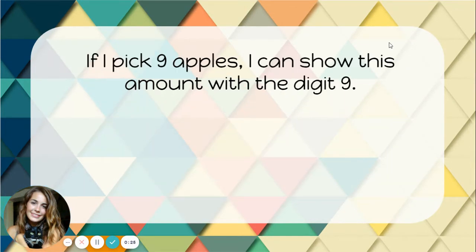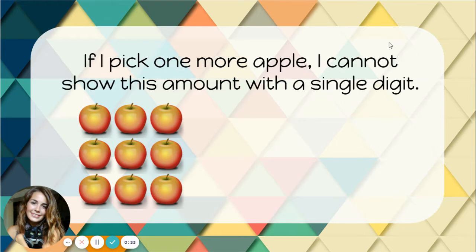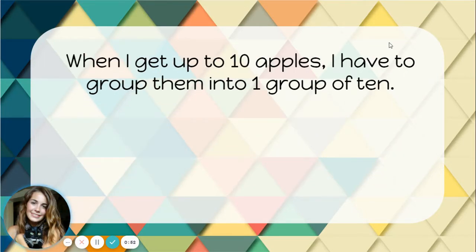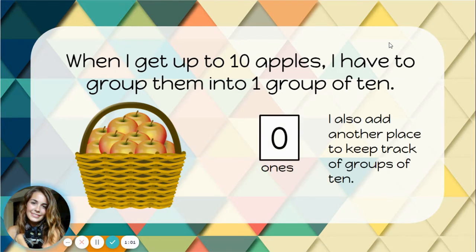value. If I pick 9 apples, I can show this amount with the digit 9. If I pick one more apple, I cannot show this amount with a single digit. This box can only hold one digit at a time. I cannot show 10 using only one place. When I get up to 10 apples, I have to group them into one group of 10. I also add another place to keep track of groups of 10.